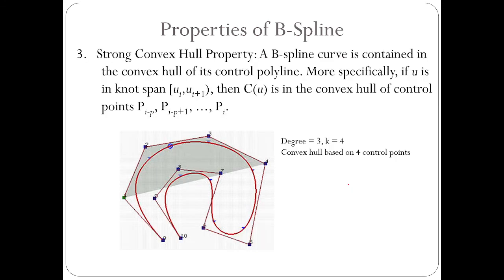Strong convex hull property: a B-spline curve is contained in the convex hull of its control polygon. This is the window. More specifically, if u is in the knot span [ui, ui plus 1), then C of u is in the convex hull of control points Pi minus p, Pi minus p plus 1, up to Pi. So with degree equal to 3 and k equal to 4, the convex hull is based on the 4 control points. This is a window like that.